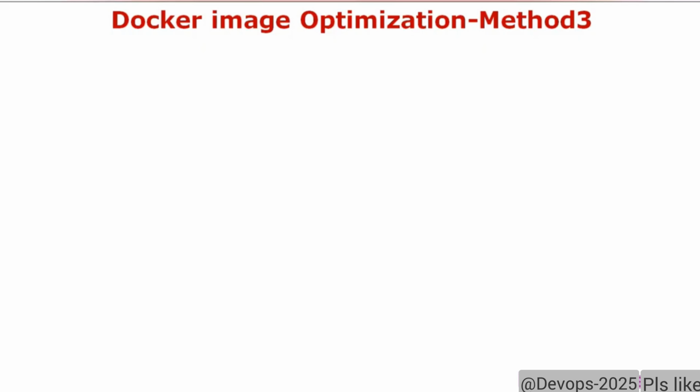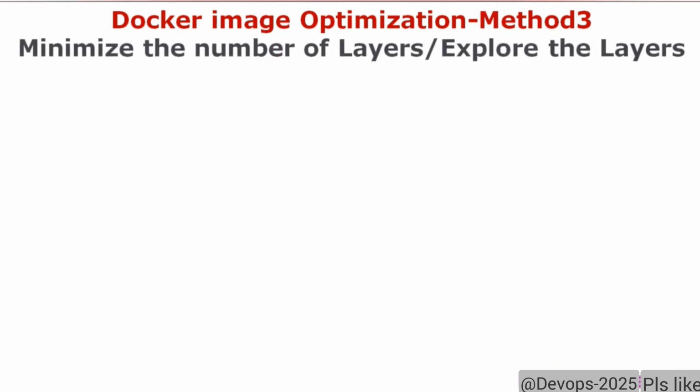Thanks everyone for joining. In this video, we will discuss one more Docker image optimization concept, which is called minimize the number of layers, or explore the layers. So far, we discussed how to use a minimal base image to optimize the Docker image, or how to use multi-stage build to optimize the Docker image. But in this video, we are going to see how to minimize the number of layers, or explore the layers, and then how we can optimize the Docker image.